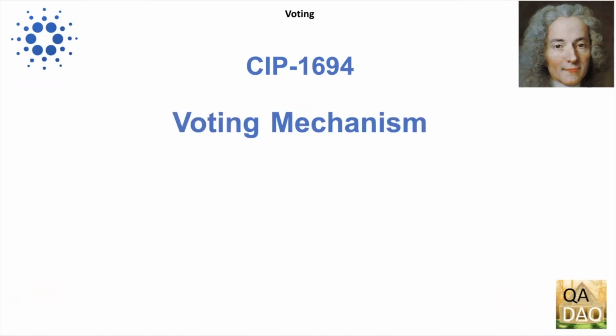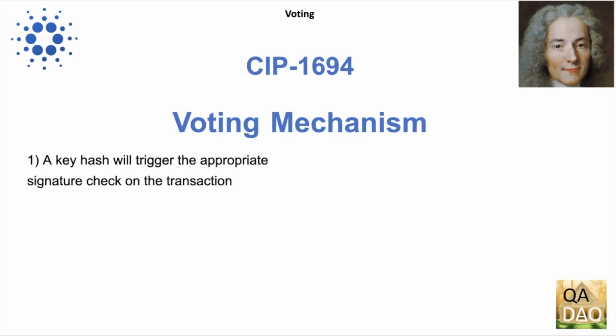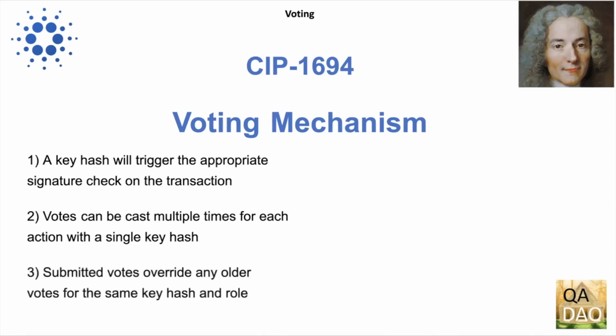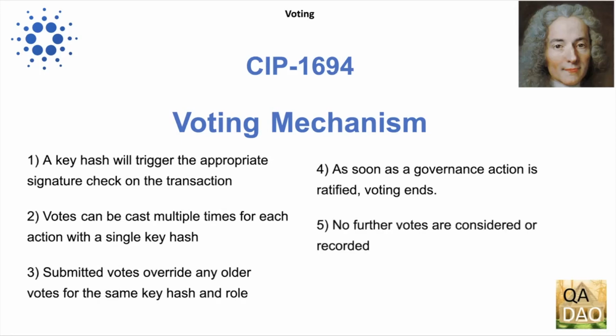Voting mechanism. 1. A key hash will trigger the appropriate signature check on the transaction. 2. Votes can be cast multiple times for each action with a single key hash. 3. Submitted votes override any older votes for the same key hash and role. 4. As soon as the governance action is ratified, voting ends. 5. No further votes are considered or recorded.